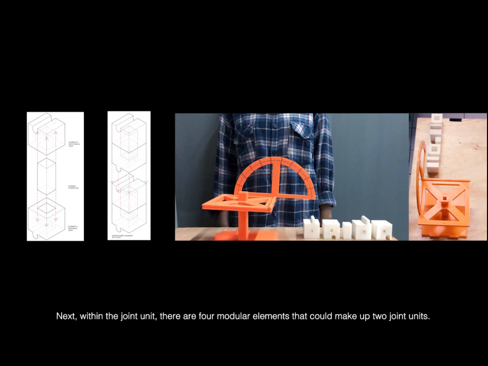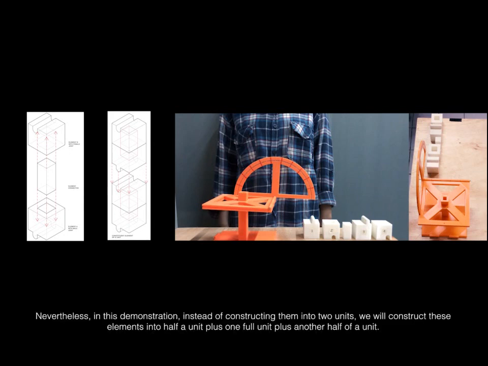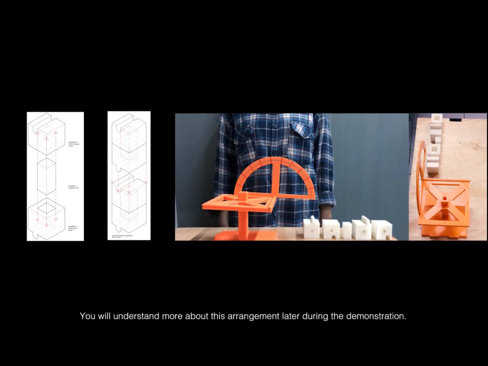Next, within the joint unit, there are 4 modular elements that could make up 2 joint units. Each unit consists of one element with a male type joint, another element with a female type joint, and a connector. Every connector can connect the elements in a fixed joint manner due to the fitness of the interface, and the tightness of the space. Nevertheless, in this demonstration, instead of constructing them into 2 units, we will construct these elements into half a unit, plus 1 full unit, plus another half of a unit. You will understand more about this arrangement later during the demonstration.